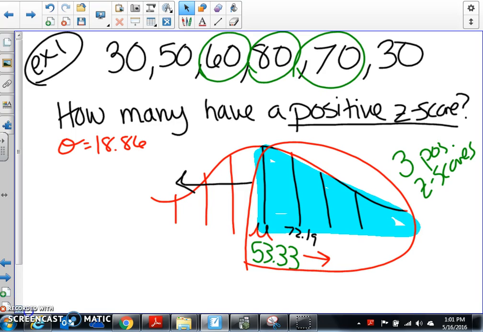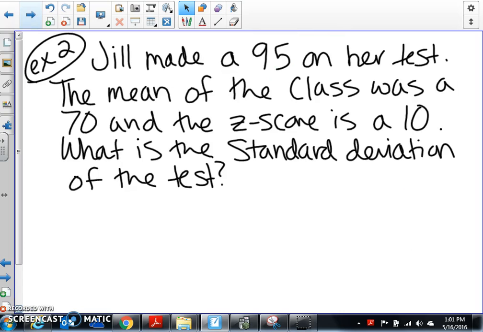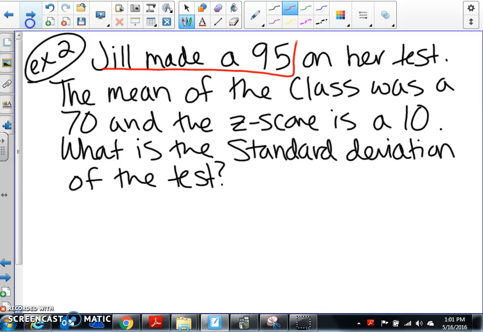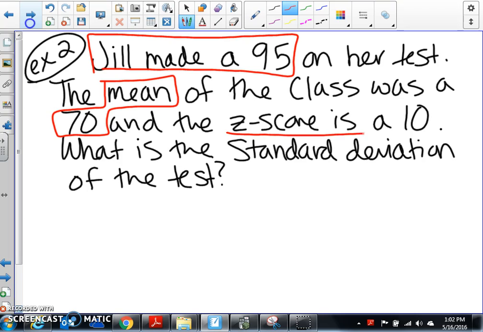Okay? All right, here's the next one. Jill made a 95 on her test. So she made a 95. The mean of the class was a 70. So the mean is a 70. And the z-score is a 10. What is the standard deviation of the test?